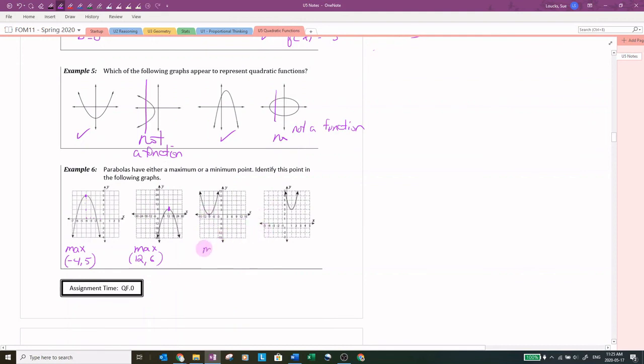This one has a minimum because this is the minimum value that the graph ever reaches, and that is at negative 9, 0. And this one also has a minimum at 1, 3. Right here. Okay, all right, that's it for the review part of this.